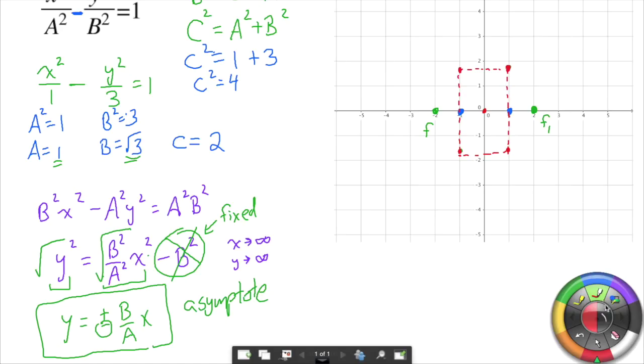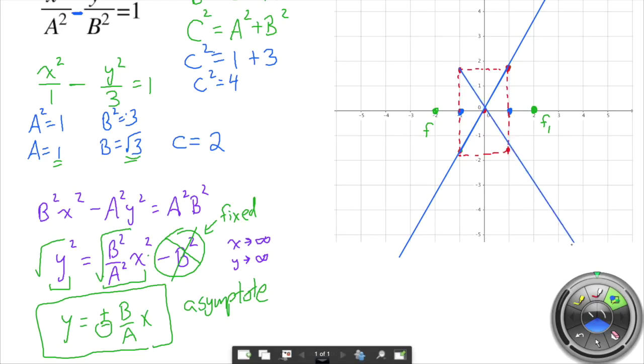And these two asymptotes, let's see if I can draw this in. See if I can get lucky. Would be going here. Here. So that would be one of the asymptotes. And this would be the other. You just go right through the corners of these boxes. So those are our slope points. There we go. And these become asymptotes for the graph.